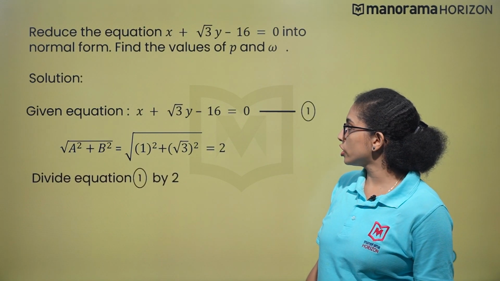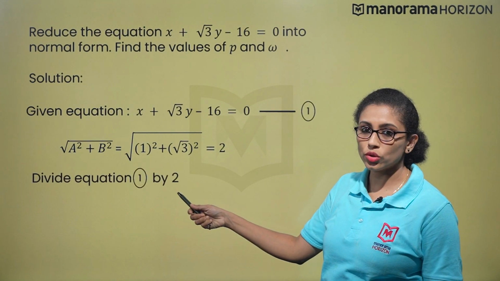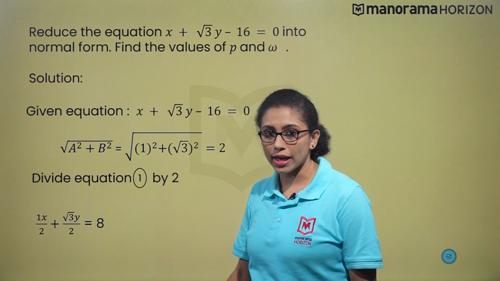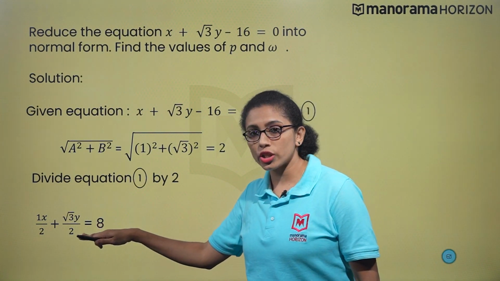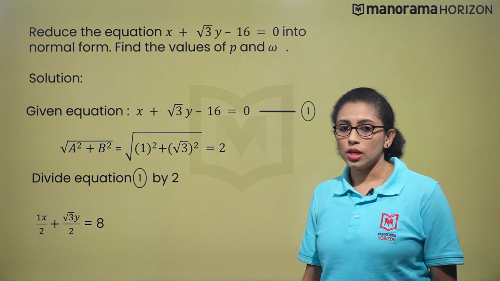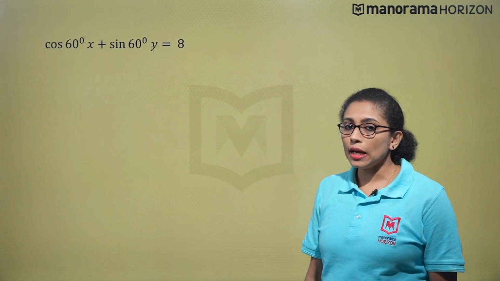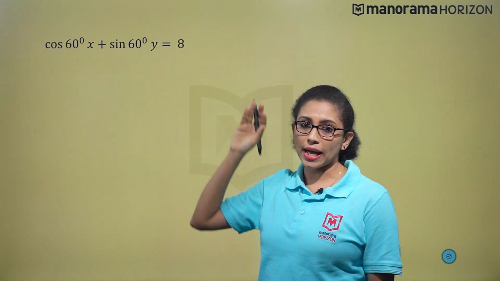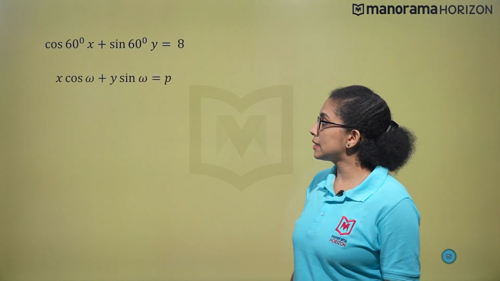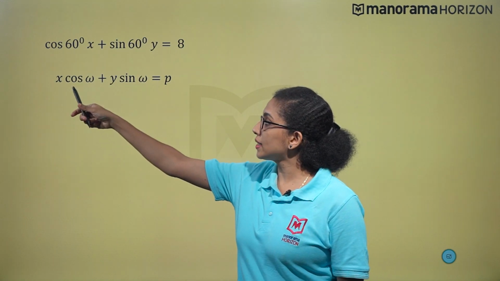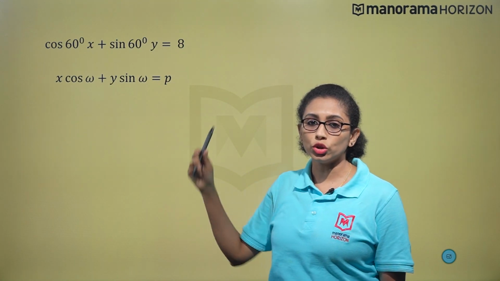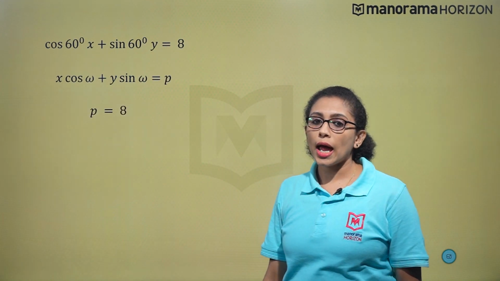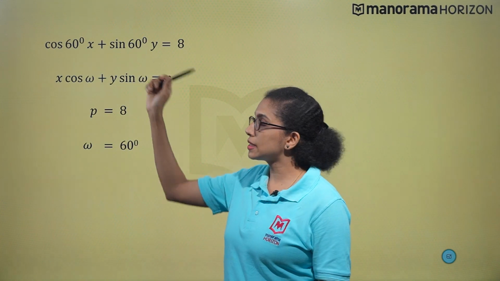Now, divide equation number 1 by 2. So, we get x by 2 plus root 3 y by 2 is equal to 8. Now, reduce this equation in terms of cos and sin. So, we get cos 60 degree x plus sin 60 degree y is equal to 8. Now, compare this with the standard form. Our standard form is x cos omega plus y sin omega is equal to p. On comparing, we get p is equal to 8 and the value of omega is equal to 60 degree.